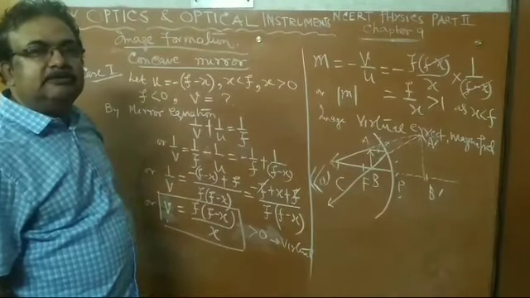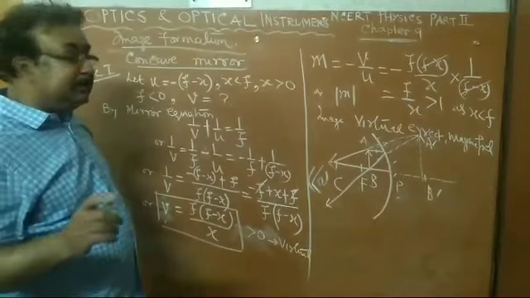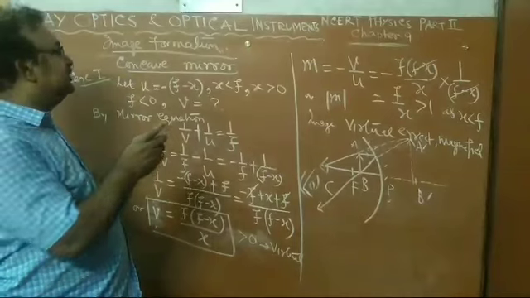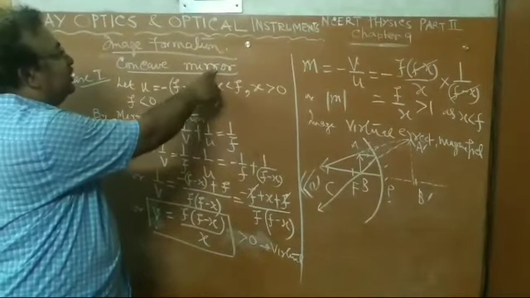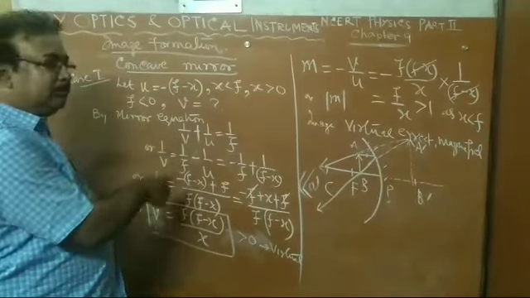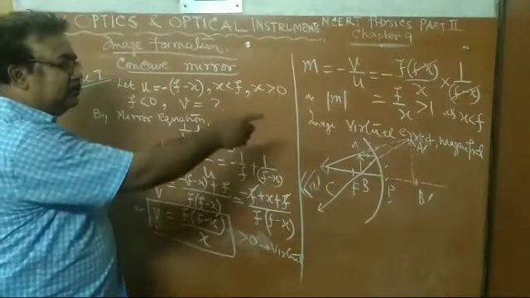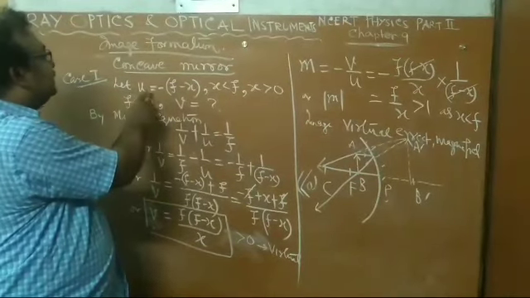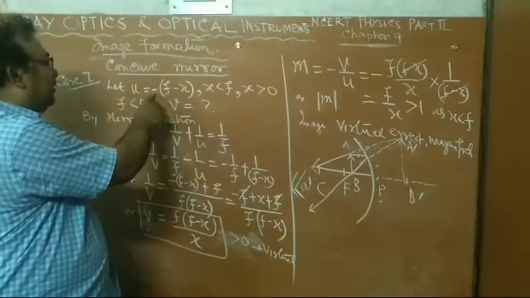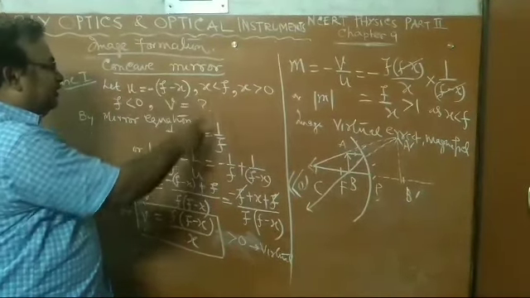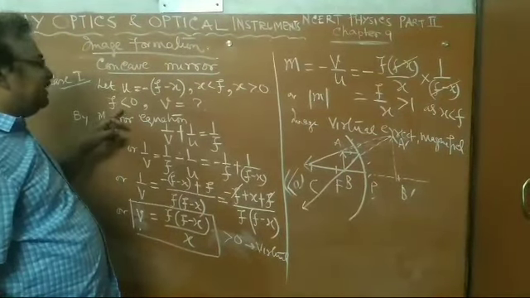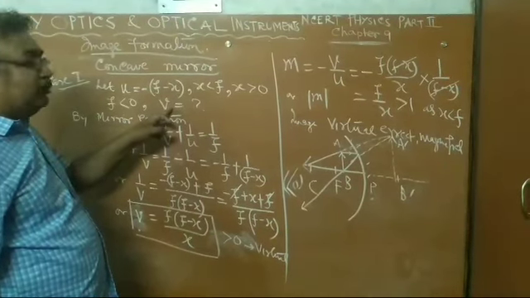Now I'll consider the first case, that is when the object is kept within focal length, between focus and pole, for a concave mirror. First we will find out the nature of the image using the mirror equation, and then we'll verify it using a ray diagram. In this case, since it is within focal length, U with sign convention is minus F minus X, where X is less than F and it is a positive quantity. F is negative for a concave mirror, so we have to find V.